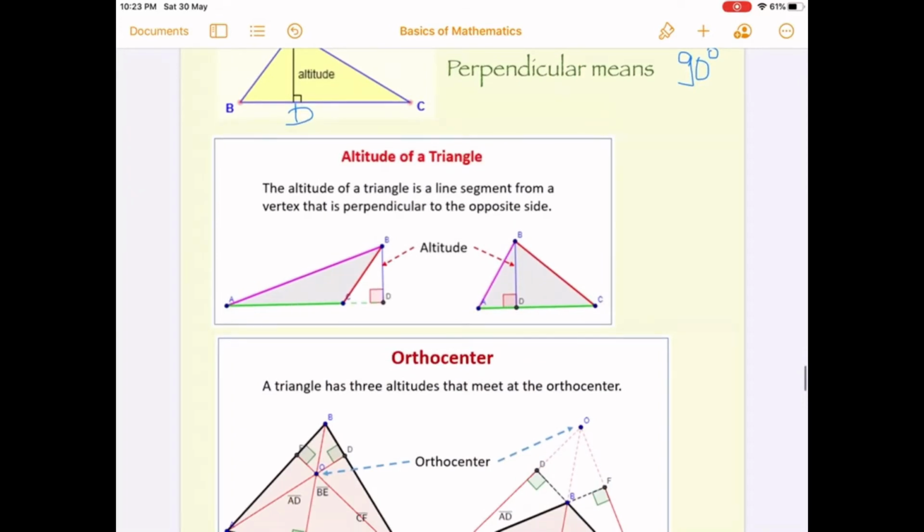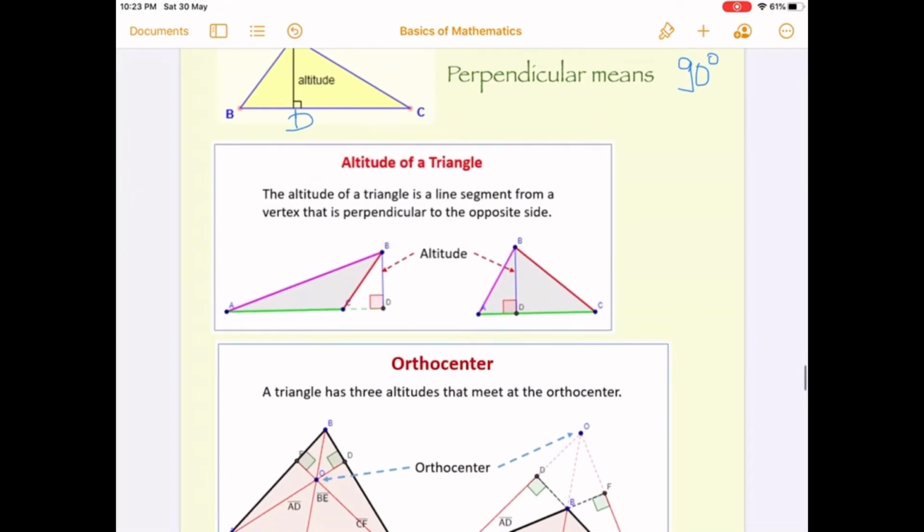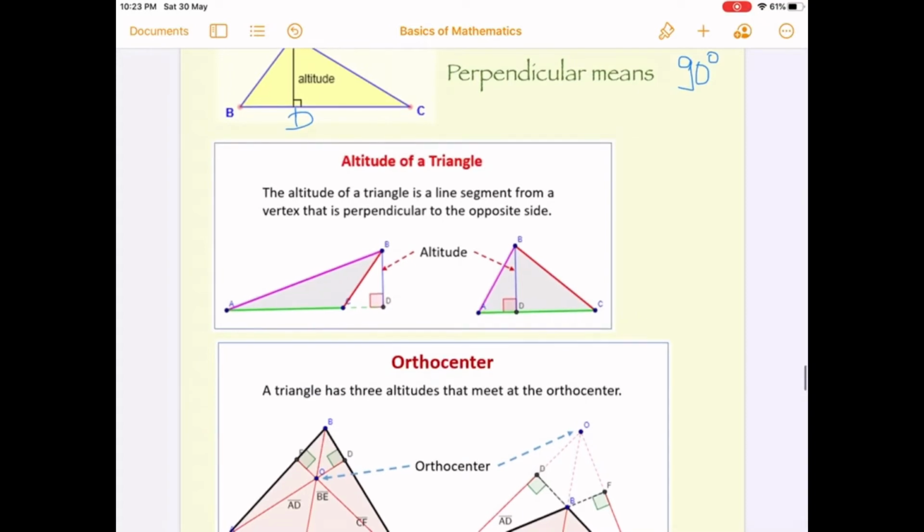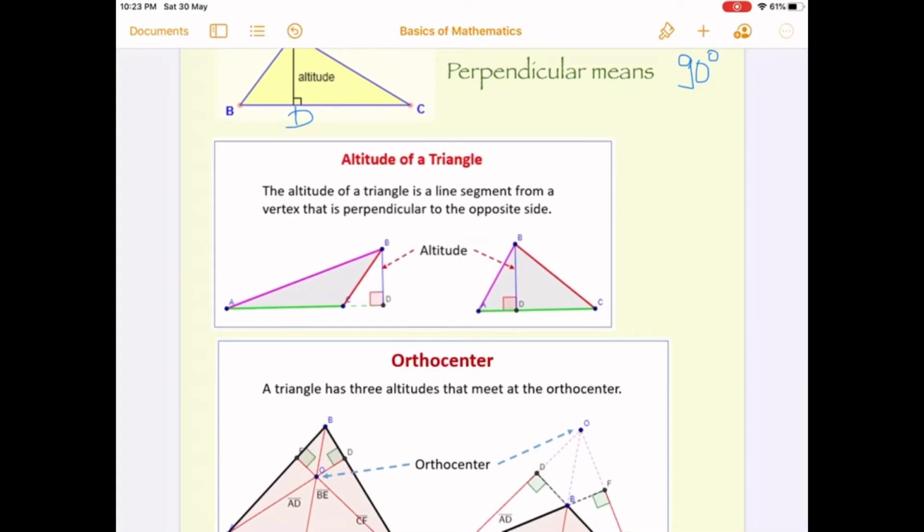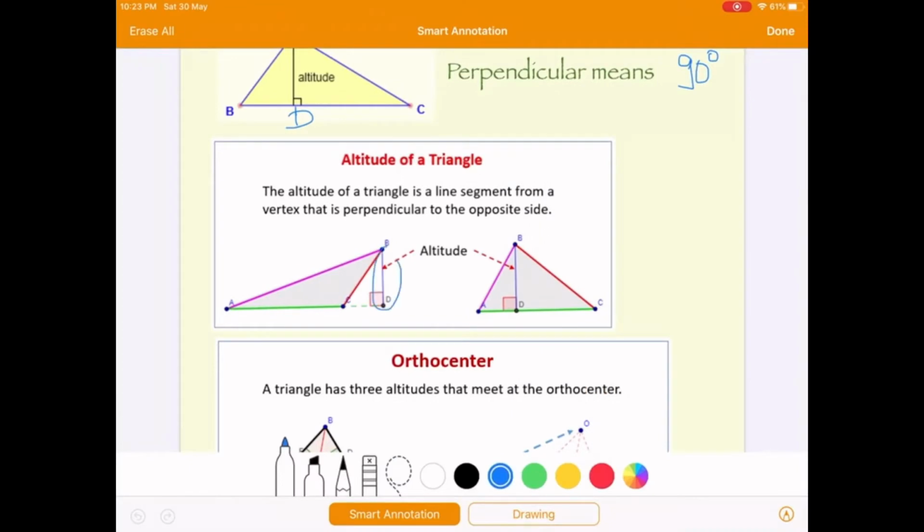The altitude of a triangle is a line segment from a vertex that is perpendicular to the opposite side. Now over here, these two are the altitudes. You can see this one BD and this BD. This one is outside the triangle. Okay, it is making 90 degree, no issues, but it is outside the triangle. It is also an altitude of a triangle, and this one is inside the triangle. This one is inside and this one is outside, right?